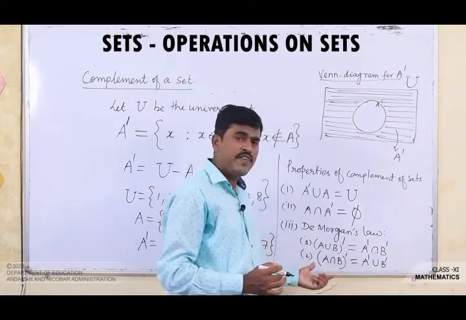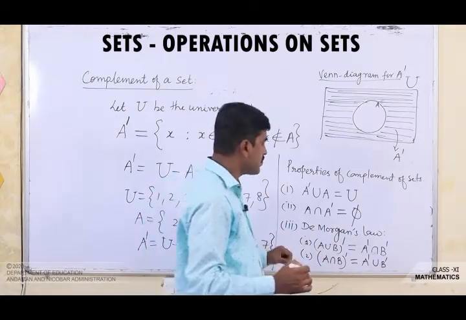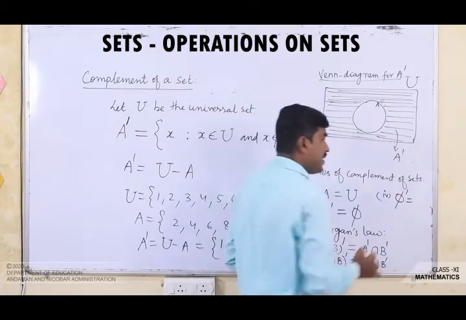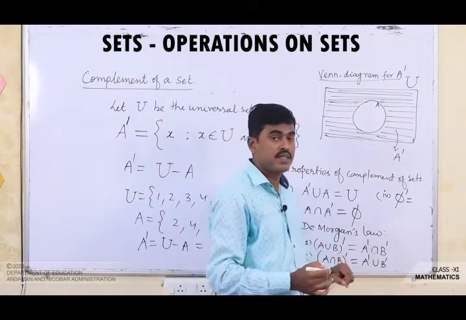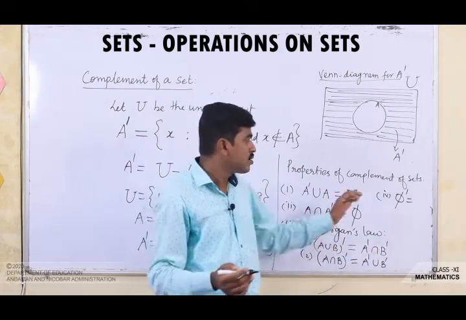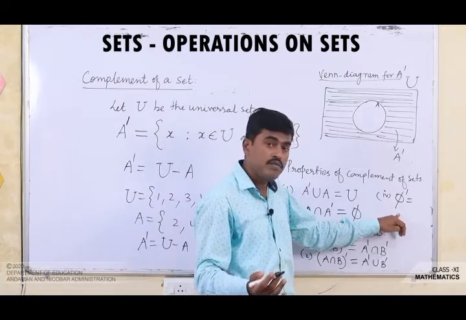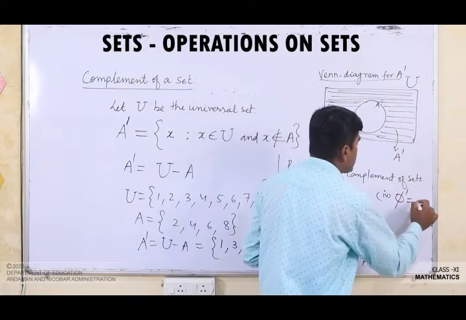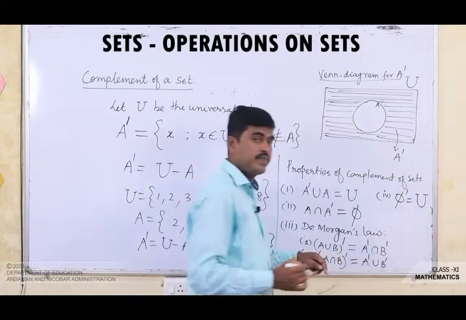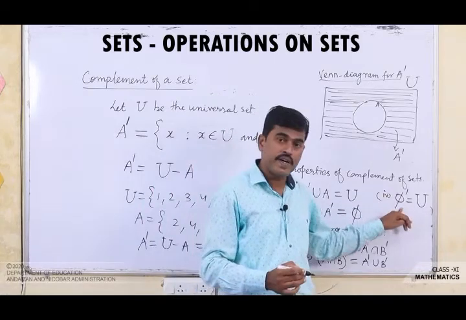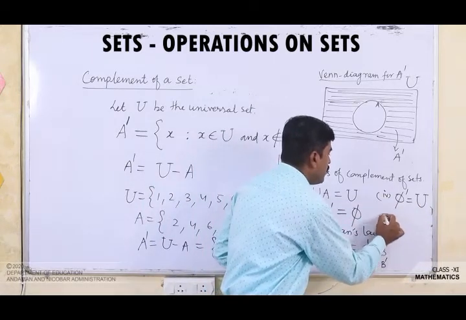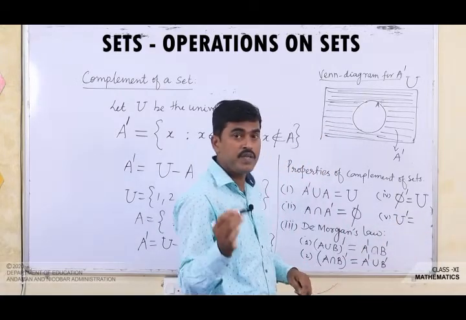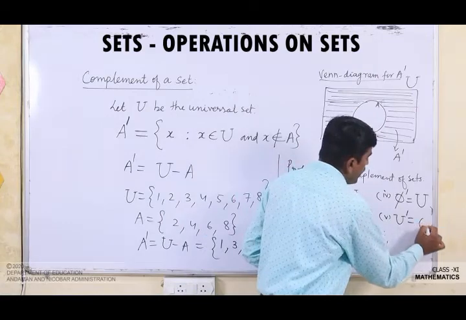Okay. So we can verify all these using Venn diagrams also. The next property: what is phi complement? Phi complement means the complement of the empty set. The empty set contains no elements, so definitely we are going to get all the elements. That means it is U, the universal set. And the fifth one, U complement, means the complement of the universal set, that is phi.